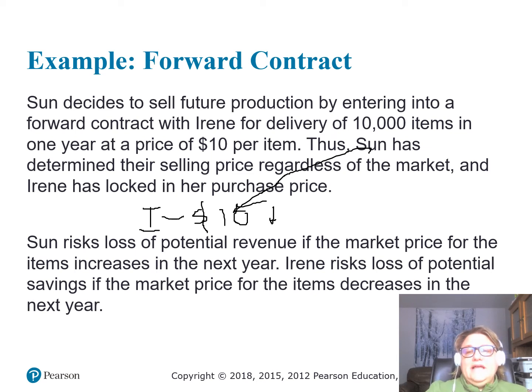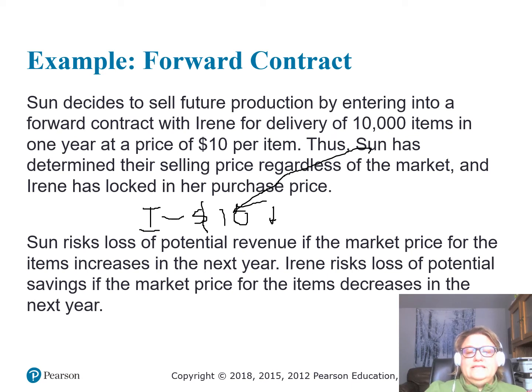The other side is Sun has made a great deal. Sun got it for 10, and if for some reason the market price goes down, Sun is still locked into that $10. So Sun gets a good gig.